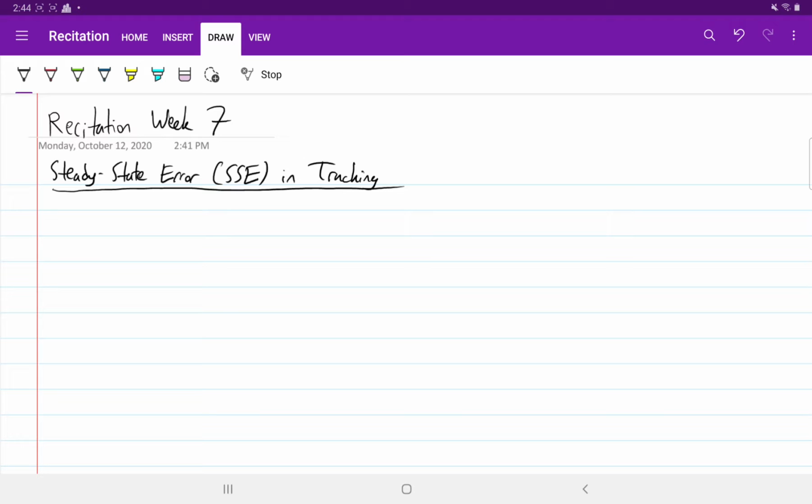So what is tracking? Tracking is one of the important tasks in control systems, and the objective of tracking is to track a certain reference signal. For example, you want the output of your system to match the desired set point. So let us consider the following system.